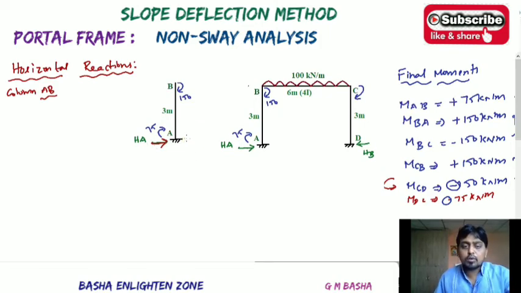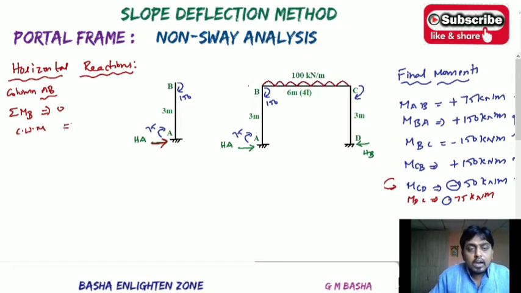You can assume either right or towards left, no problem. The moments we already took are the 75 clockwise moment and the 150 clockwise moment. Then, resolving moments to one end, sigma M_B equals 0. Taking entire moments about B, take clockwise moments one side and anti-clockwise moments the other side. There are two clockwise moments, 150 plus 75, and the horizontal force HA acts anti-clockwise about B, so I take it on the anti-clockwise side.